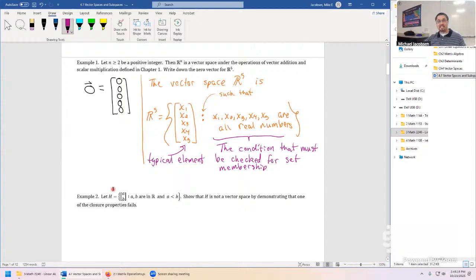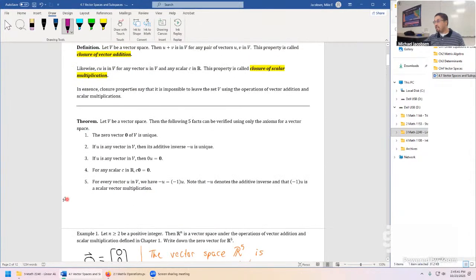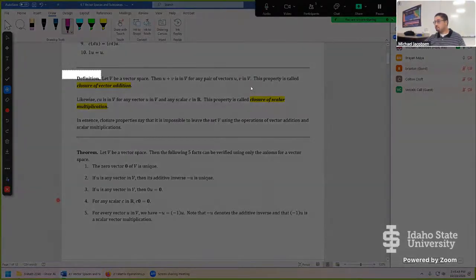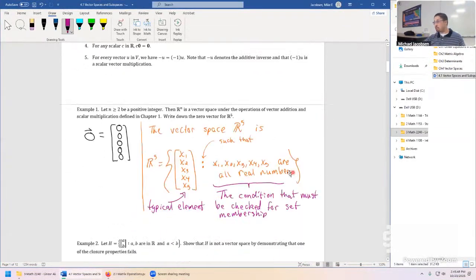And H is a different kind of set. It's the set of A, B such that A, B are also real numbers with a strict condition, A must be less than B. We'll show that H is not a vector space. I mean, there's a lot of similarity, but this condition turns out to be restrictive. We'll show it's not a vector space by showing closure fails for one of the properties. Really, it's just a venture looking into set theory and looking into closure properties again. So let's copy these down just for easy reference.